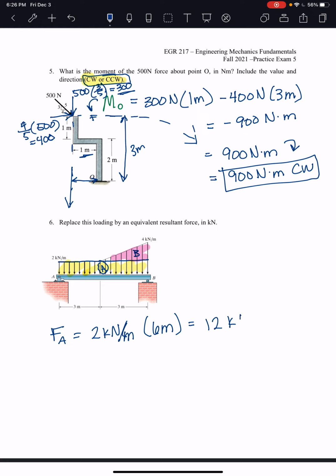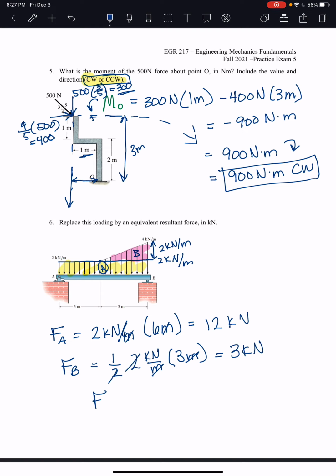That's 12 kilonewtons. And then the force of B, it's going from 2 kilonewtons per meter up to 4. So that means this height right here is 2 kilonewtons per meter. And this is a triangle, so the area under it would be 1/2 times that 2 kilonewtons per meter times 3 meters. So that's going to give us 3 kilonewtons. So the resultant force is just going to equal 12 kilonewtons.